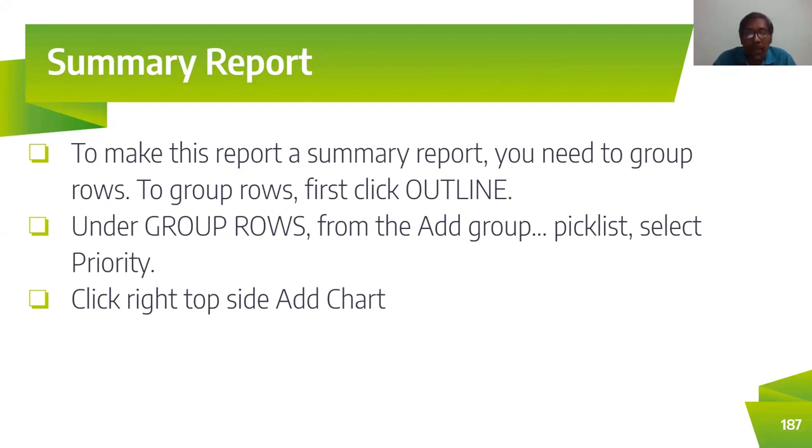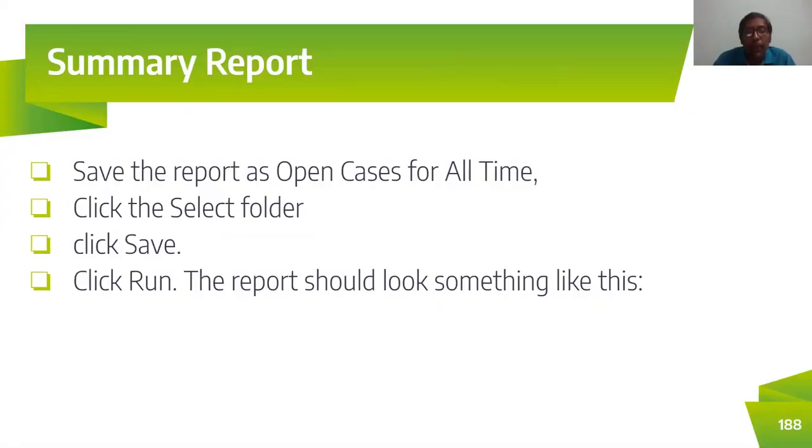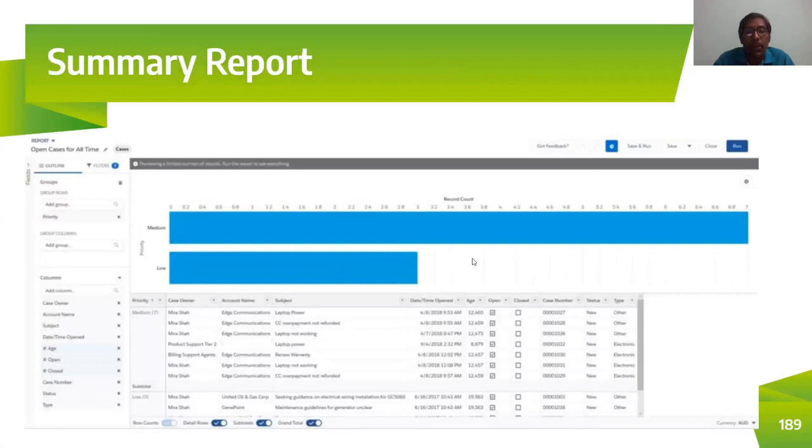From the pick list you're going to select the priority, and then on the top right side, you're going to click the chart. After creating the chart, save the report as open cases for all times, save it inside the folder, and run it. So you'll get the report like this. This is all about the summary report.